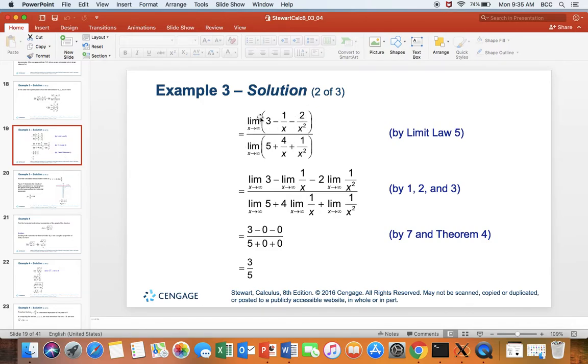Now the limit goes upstairs, the limit goes downstairs. Okay. Once that happens, the limit of 3, then the limit of minus 1 over x and the limit of minus 2 over x squared. Likewise, the limit of 5 plus the limit of 4 over x, the limit of 1 over x squared. Okay. So notice that 4, they can move it outside. Likewise here, that 2, they moved it outside.